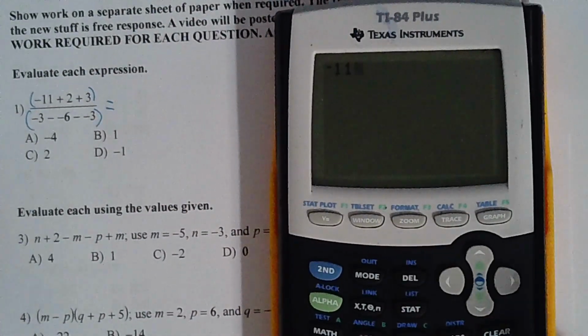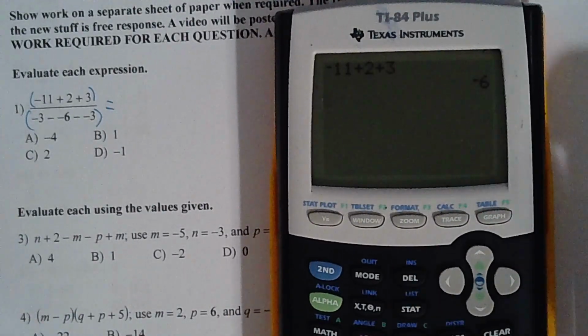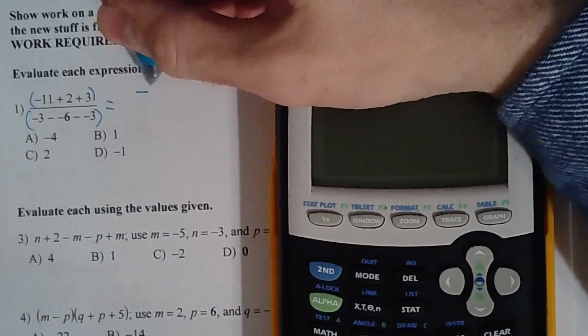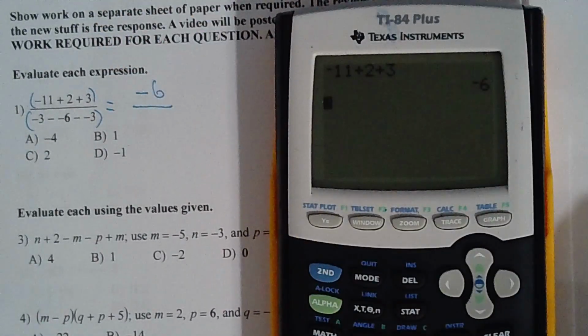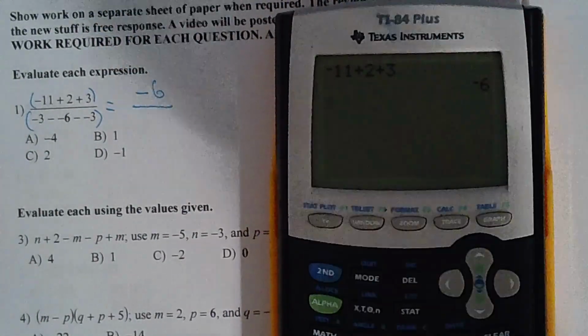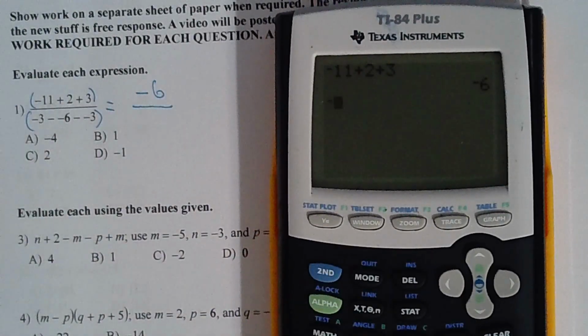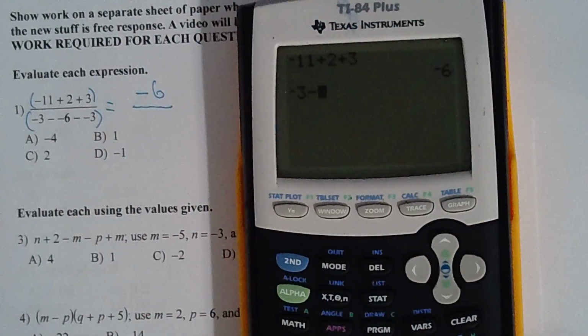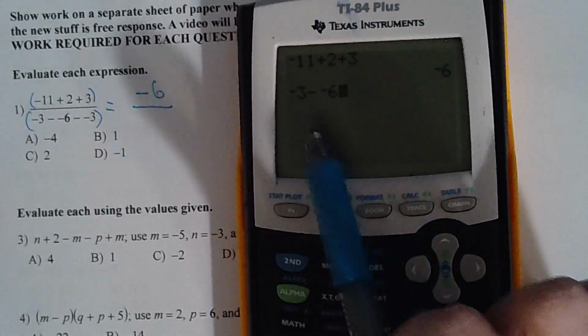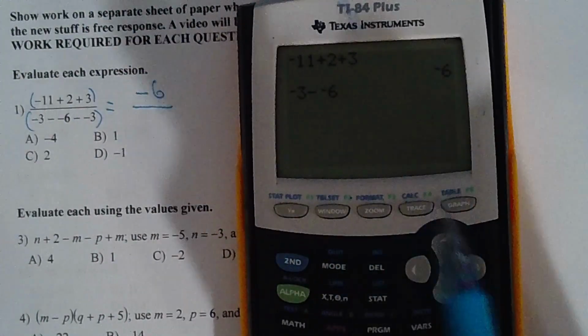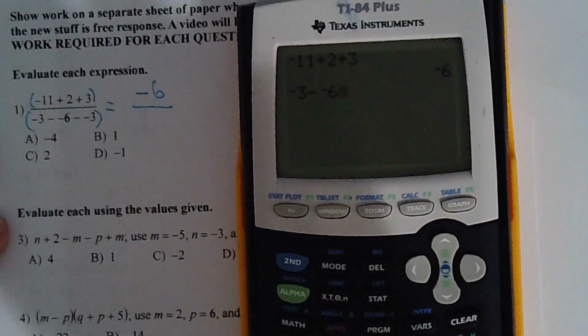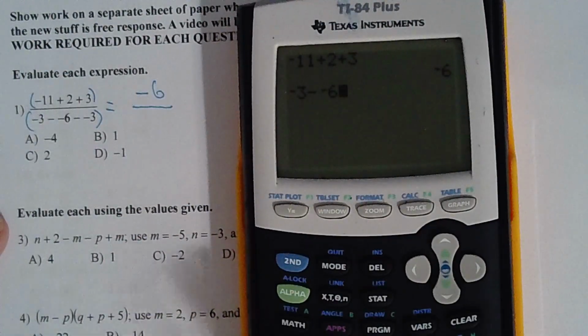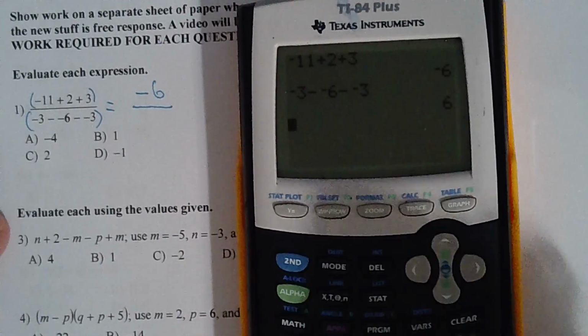So negative 11 plus 2 plus 3 gives you negative 6 on the top there. And then same thing for the bottom here. You make sure you show one step of work. This is one step of work right here. So you got negative 3. Now I'm going to use the big negative sign to actually subtract the numbers. So minus negative 6. So notice the order that happened in. It has to happen in that order or you will get the wrong answer. It needs to be that big negative sign. So minus a negative. And then now minus another negative 3. You get positive 6.